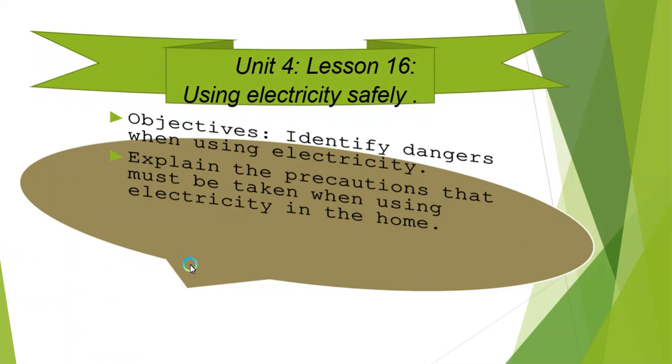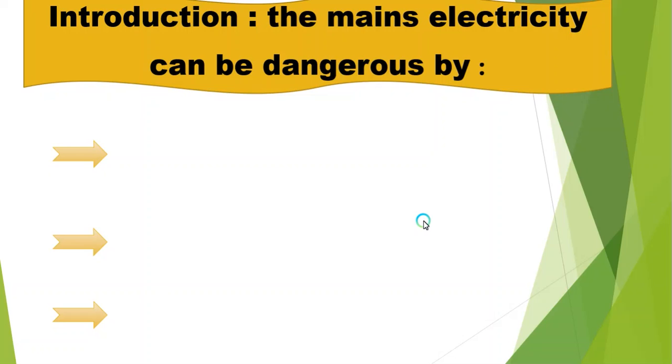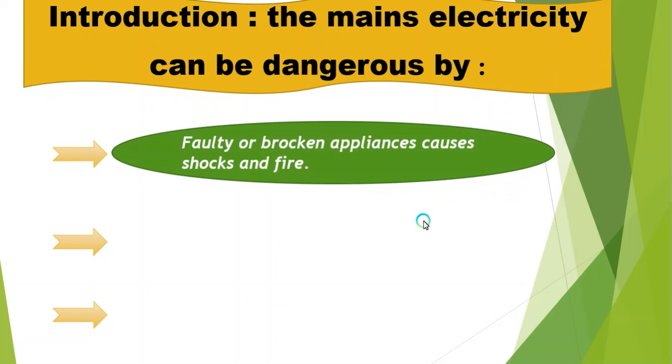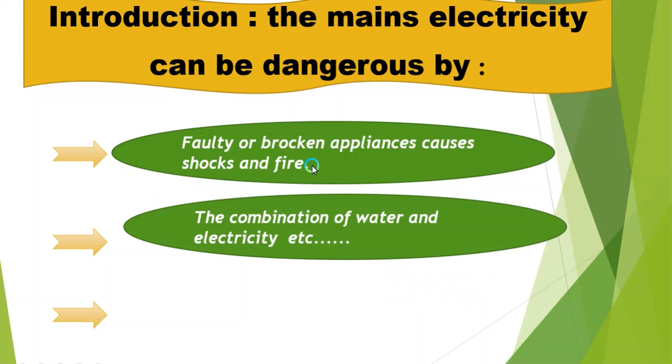As you're going to see here, the objective is to identify the dangers of using electricity and explain the precautions, and all of those things. First of all, the introduction. The mains electricity can be dangerous. A faulty or broken appliance causes shocks and fire. The combination of electricity and water together makes danger. It will make fire, it will make shocks, it makes many things.